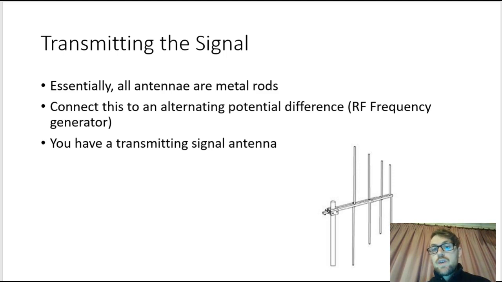So we've got to transmit the signal. We've got to get that going. Basically, all of these transmissions are just metal rods or rods that allow electrons to flow through them.